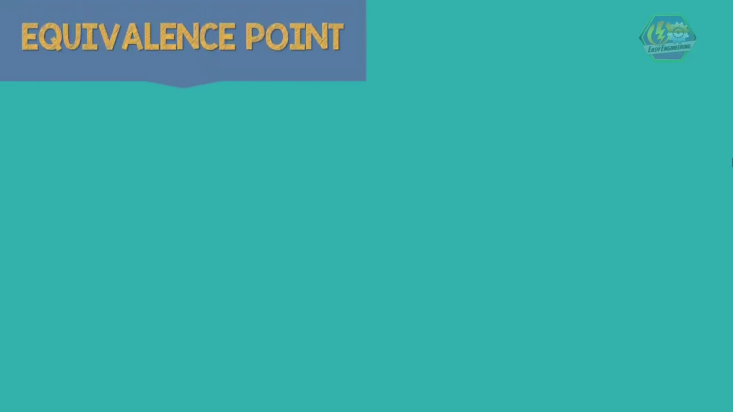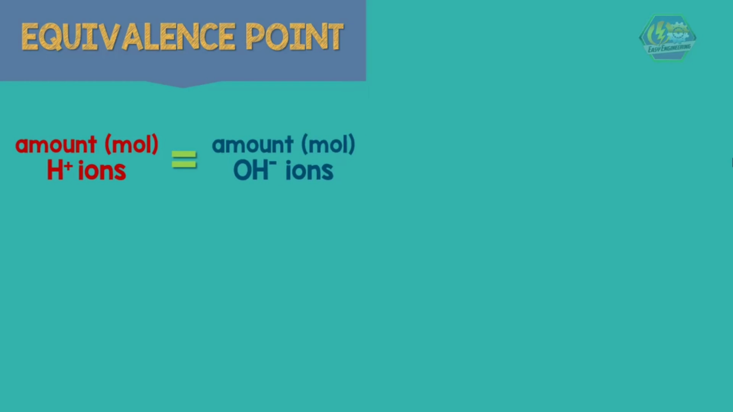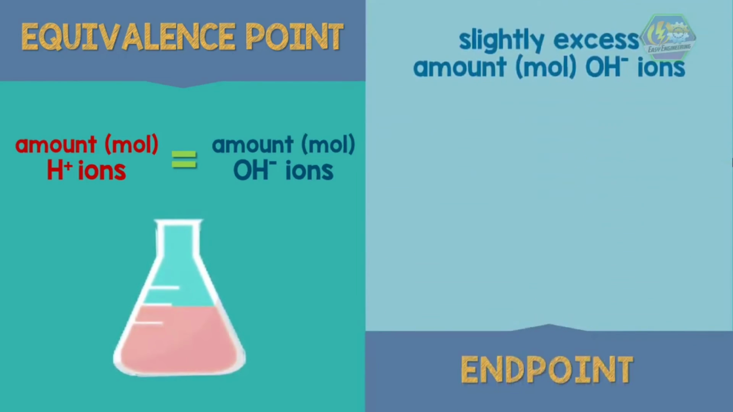Another term used in titrations is the equivalence point. This is the time when the amount of moles of H plus ions has reacted with the same amount of moles of OH minus ions. This appears as the temporary color change in your titration, whereas the endpoint has a slightly excessive amount of OH minus and appears as a permanent color change in your titration.